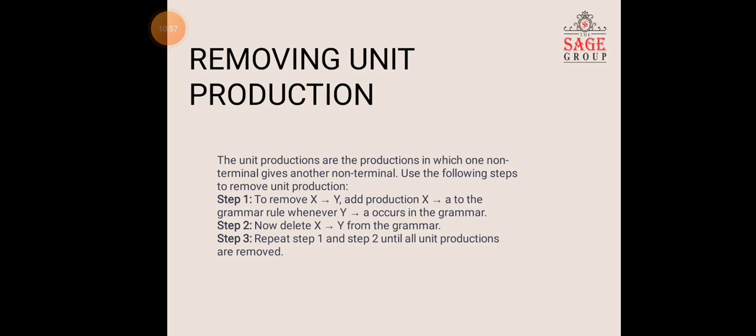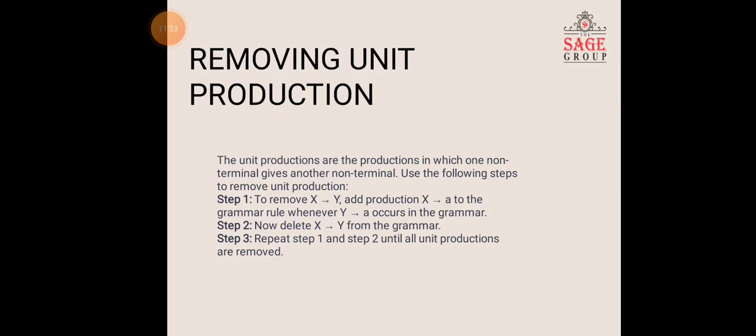So what is the rule for how we can remove these non-terminals or unit productions? Step number 1 says to remove X tends to Y, we need to add production X tends to a to the grammar rule whenever Y tends to a occurs in the grammar. This will be more clear to you when we see one example in the next slide.